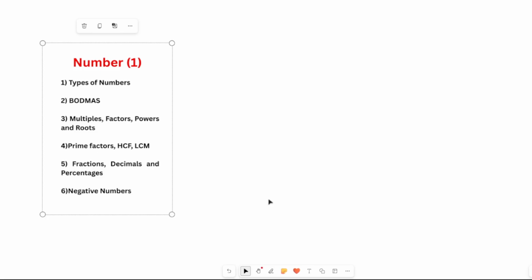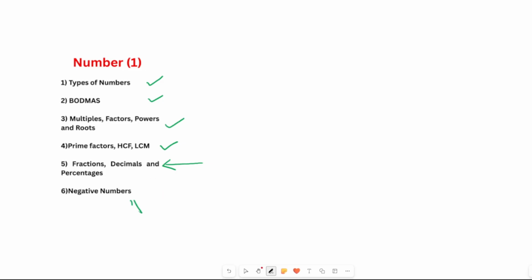Welcome back to our maths lesson on the major topic, number. So far, we have managed to look at types of numbers. We've done BODMAS. We've looked at multiples, factors, powers, and roots. We did prime factors, HCF and LCM, and we had a very big lesson looking at fractions, decimals, and percentages.